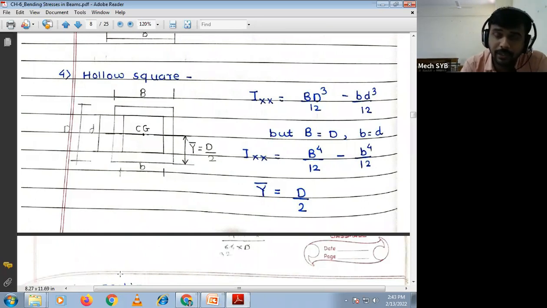So draw all the figures which are in front of you and write down all the formulas, because these formulas we need to use for solving the numericals. Understand the meaning of each and every formula from the figure, how it is to be written, and how the y bar distance is calculated, how the moment of inertia is calculated.